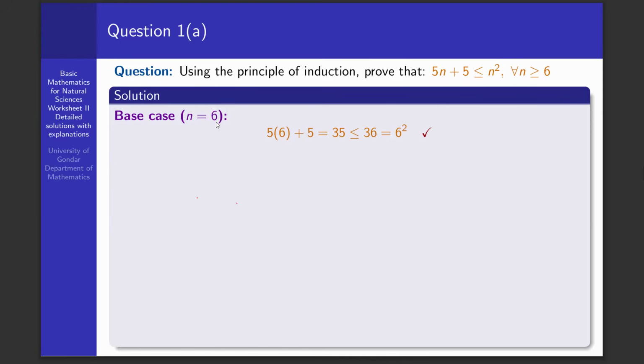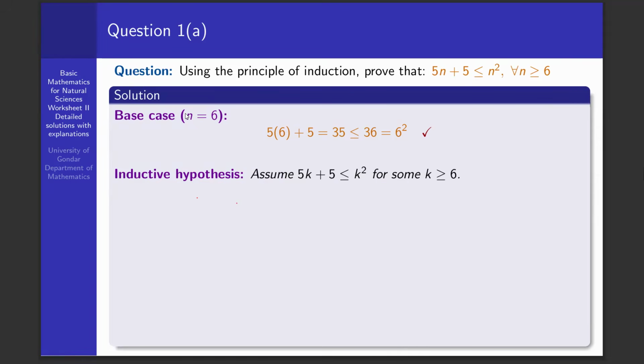Then depending on the base case, the second step within this mathematical induction would be the inductive hypothesis, that is simply assuming the statement holds true for an arbitrary natural number k. So we must assume that 5k plus 5 is less than or equal to k square for some k greater than or equal to 6. That means for an arbitrary natural number k, we have to assume that 5k plus 5 is less than or equal to k square.